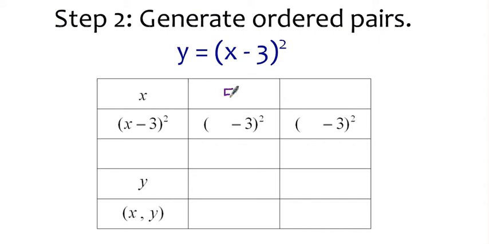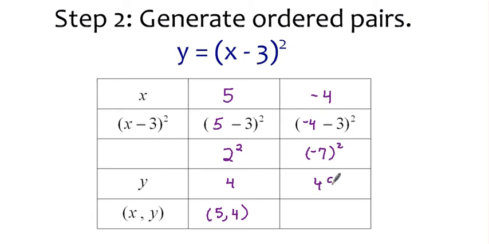I'll choose x equals 5. Replacing x with 5, we get 5 minus 3, which is 2, and 2 squared gives 4. So the ordered pair (5, 4) must be on this graph. Let's try a different value of x. How about negative 4? Negative 4 minus 3 gives negative 7, and negative 7 squared is positive 49. So the ordered pair (negative 4, 49) is also on the graph.